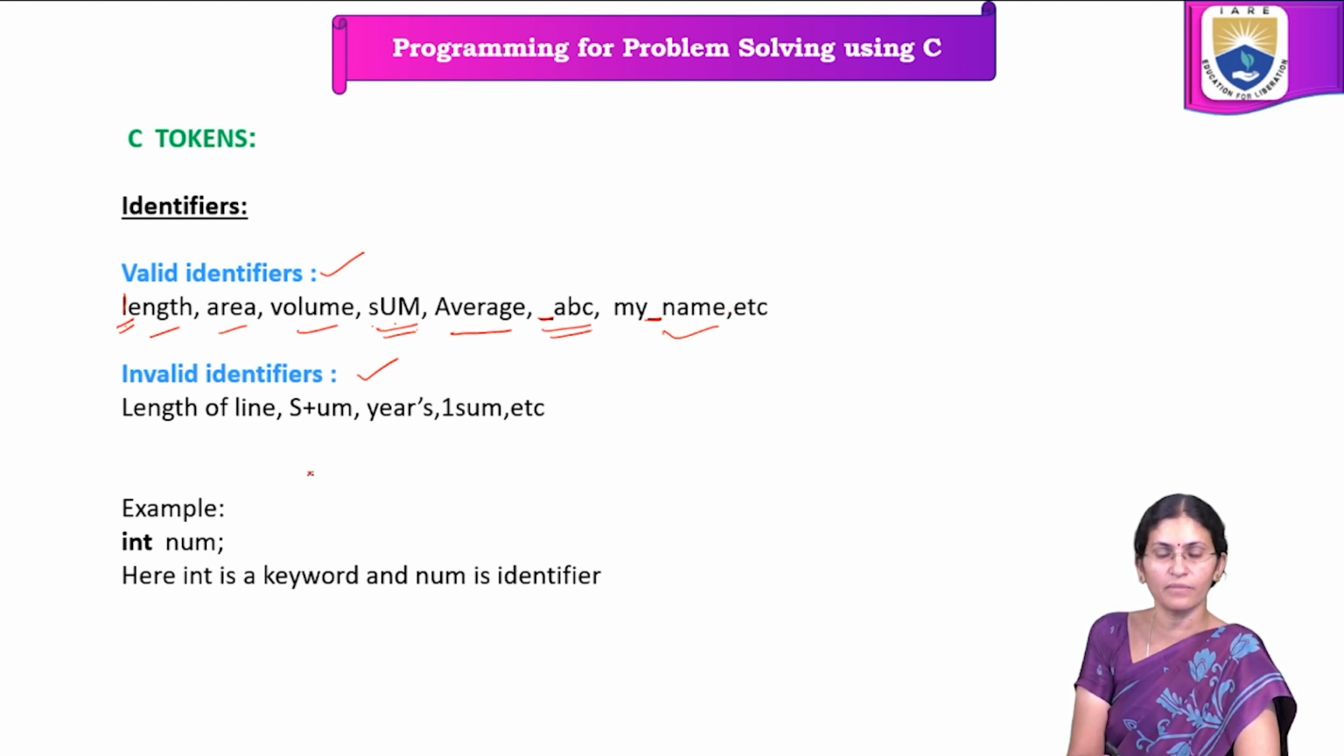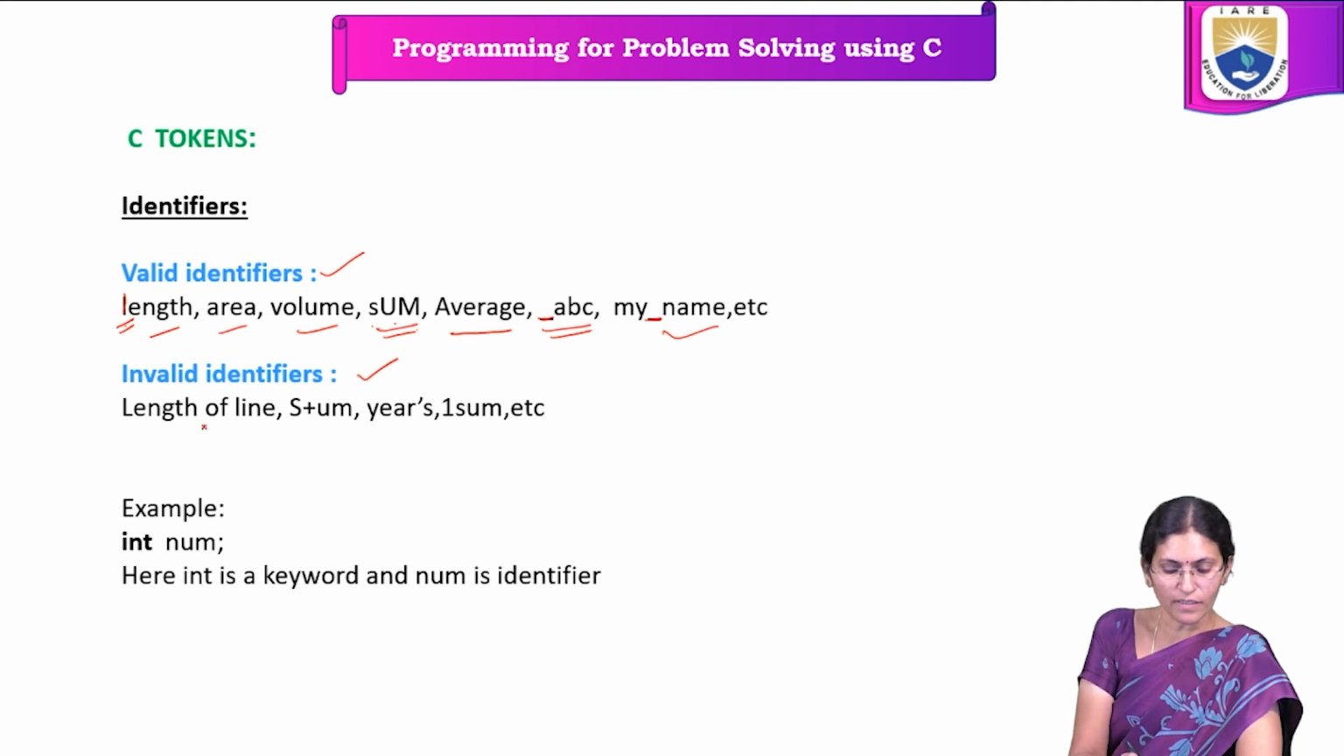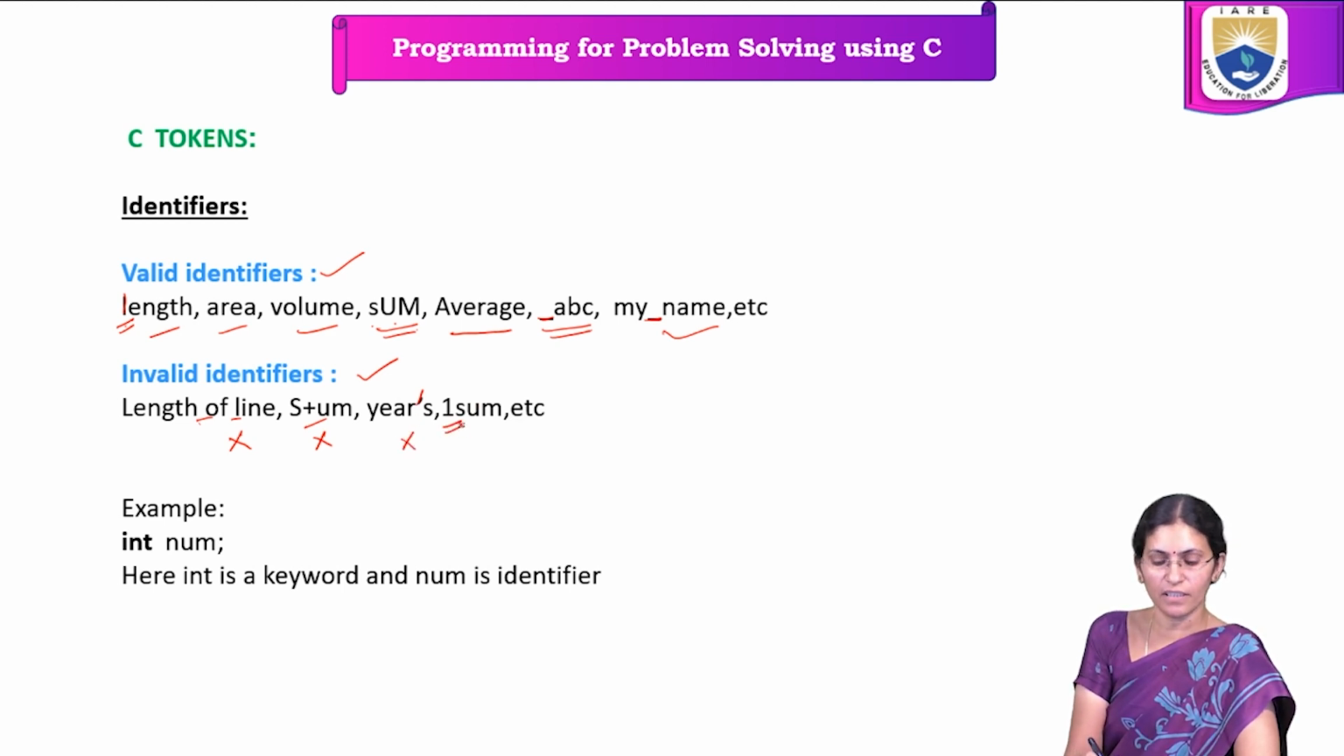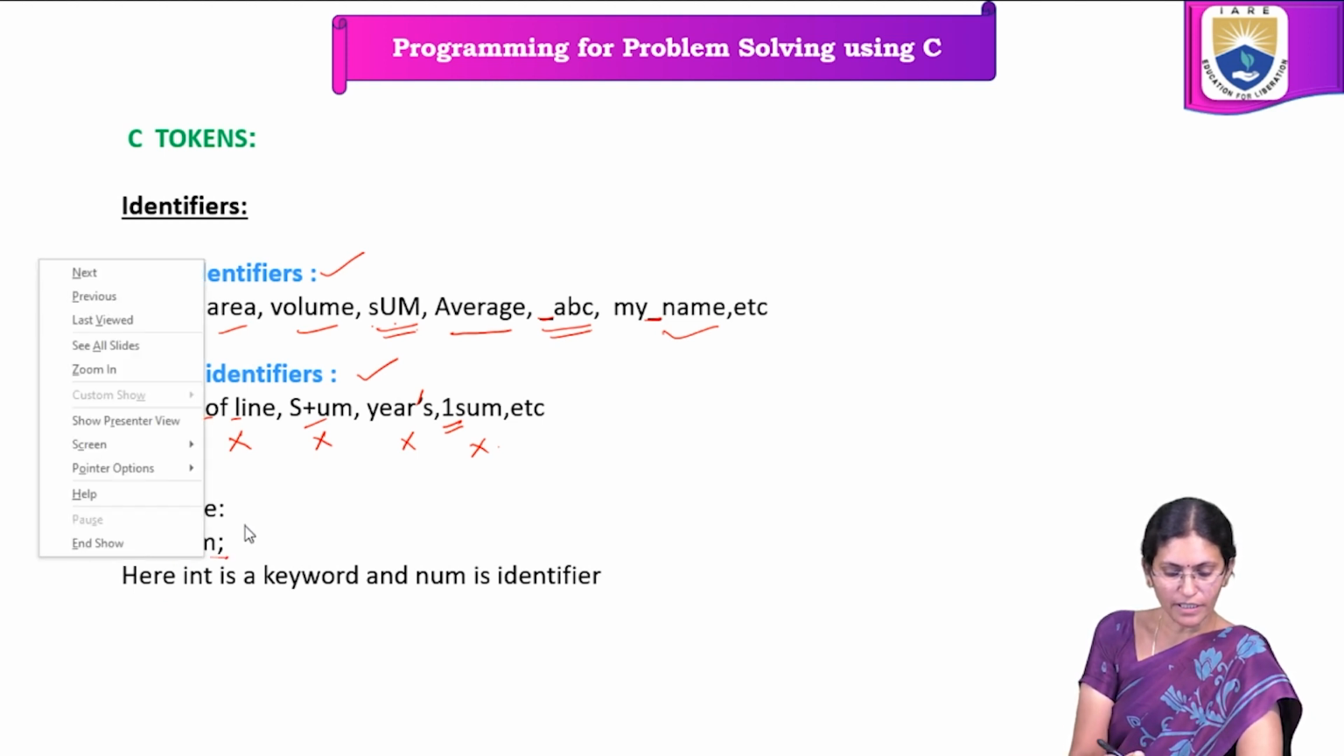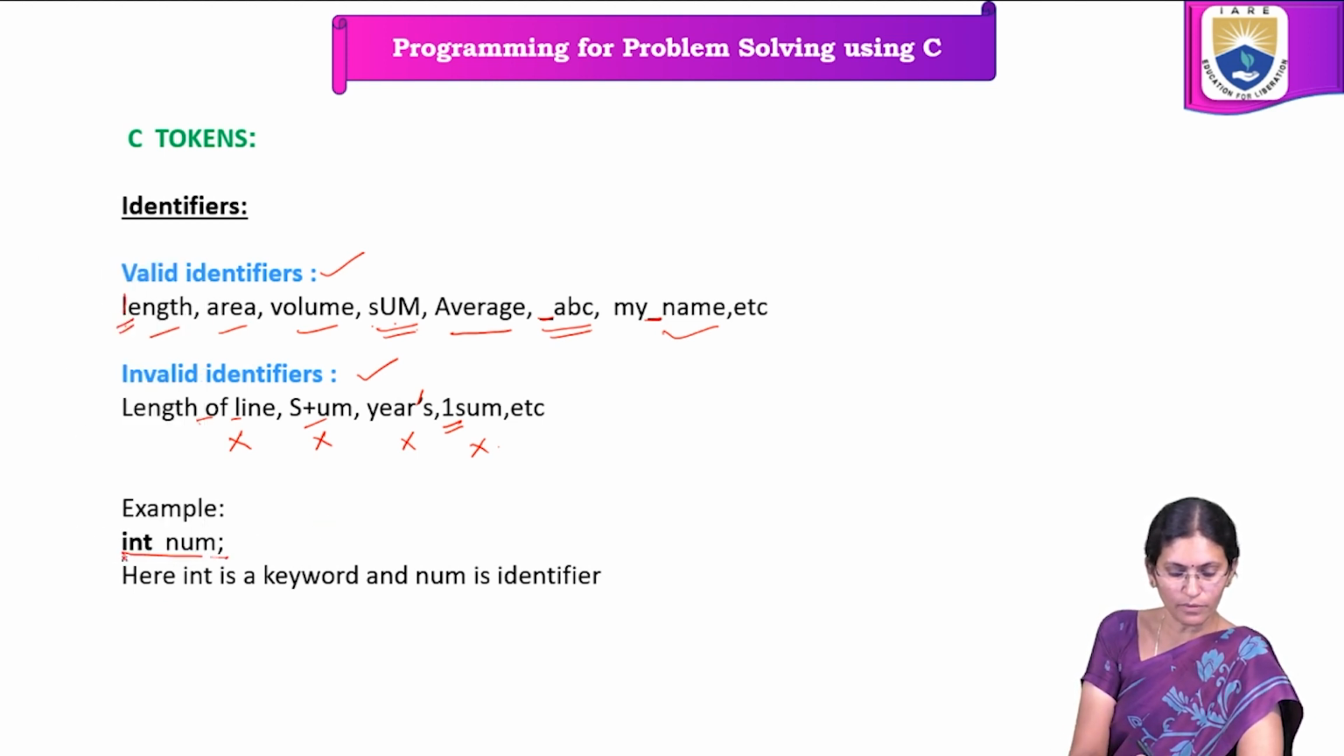Then the invalid identifiers are: here you can see that we have given a space, so this is an invalid identifier name. Here an operator is given, this is invalid. Then here one special symbol is there, this is also invalid. And here it is starting with a digit, so this is also an invalid identifier name. In a program, for example, if we are writing int num, here int is a keyword and num is an identifier.